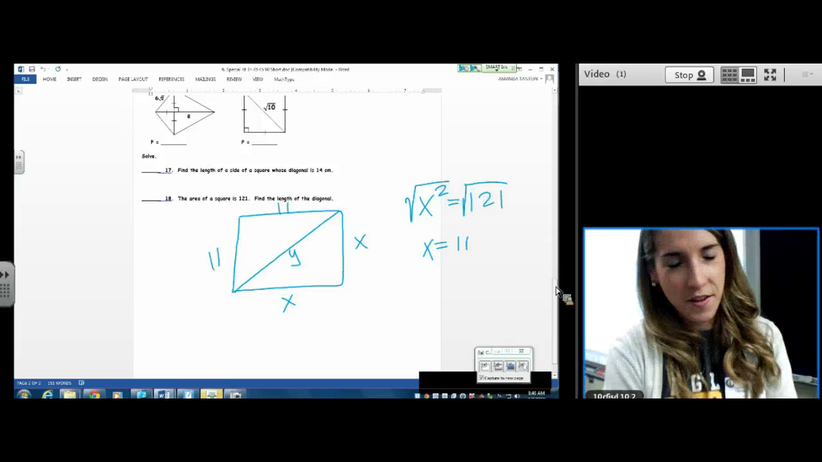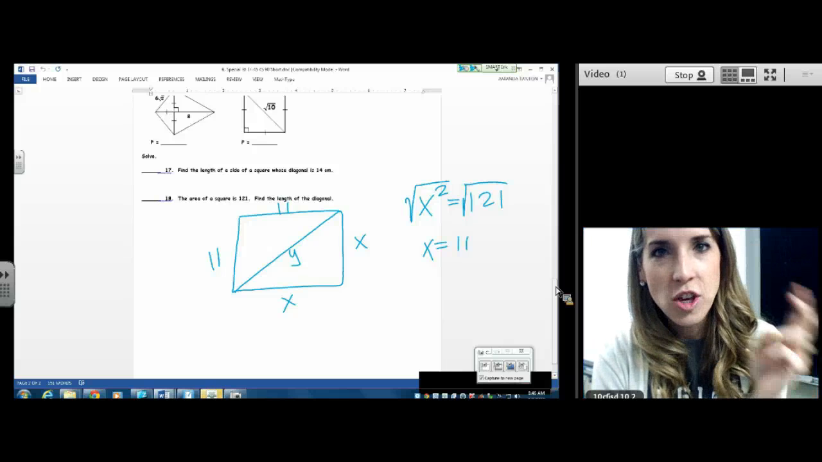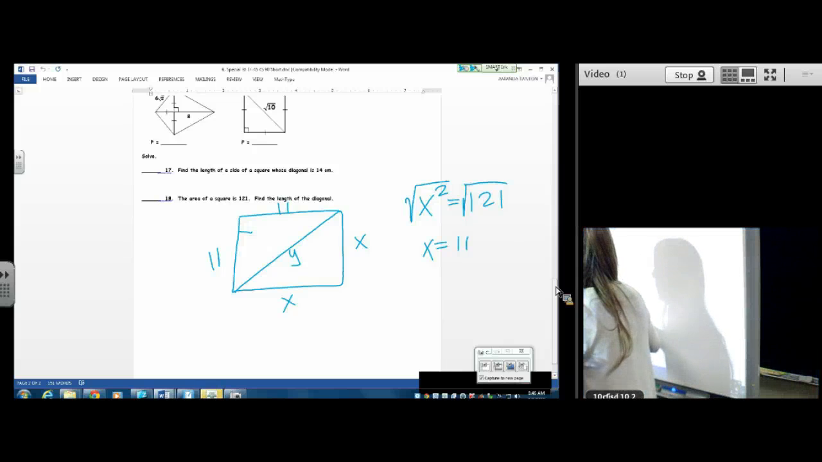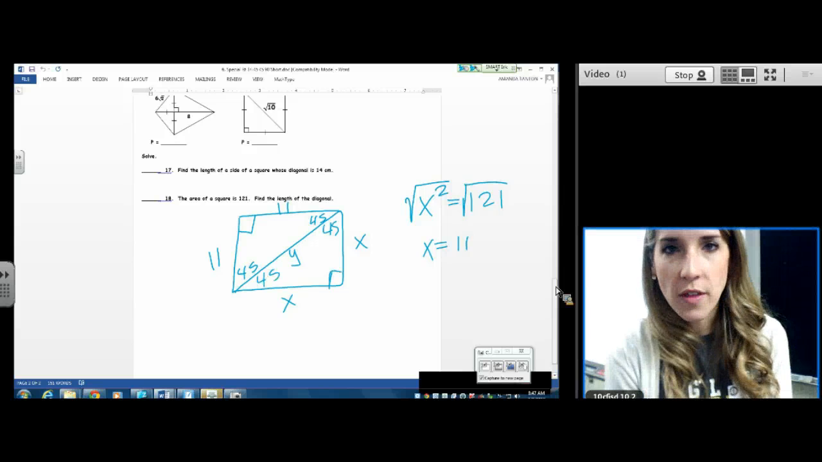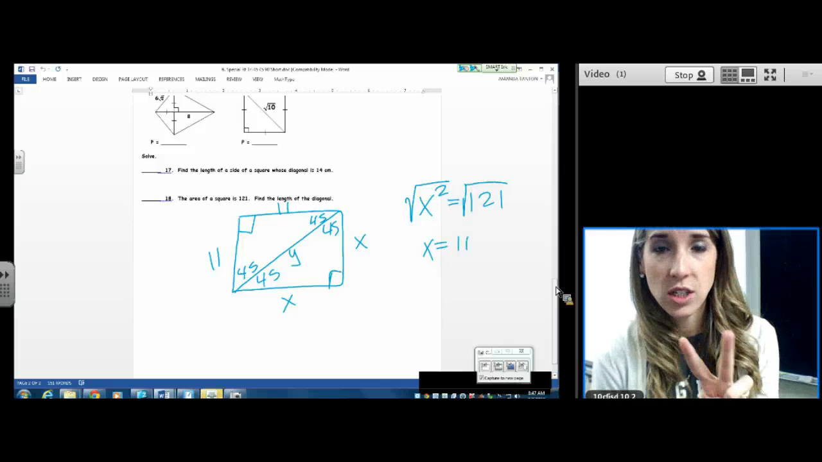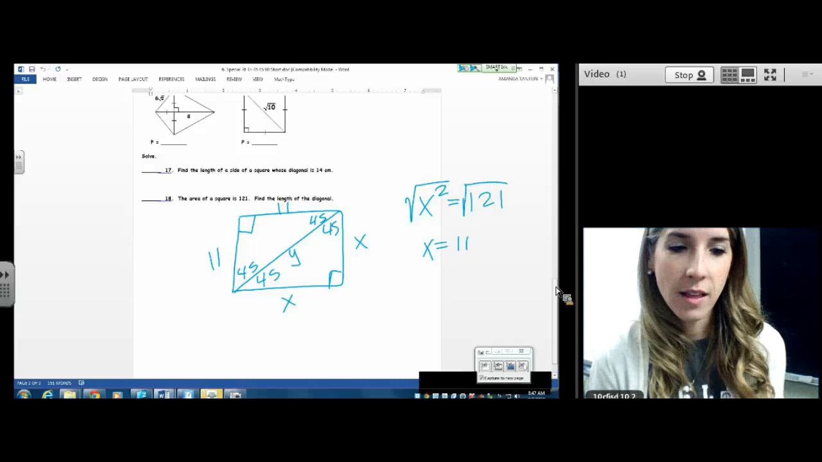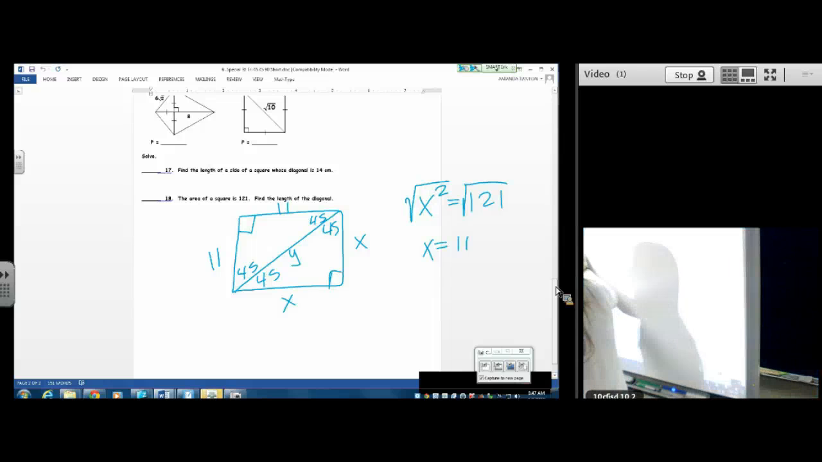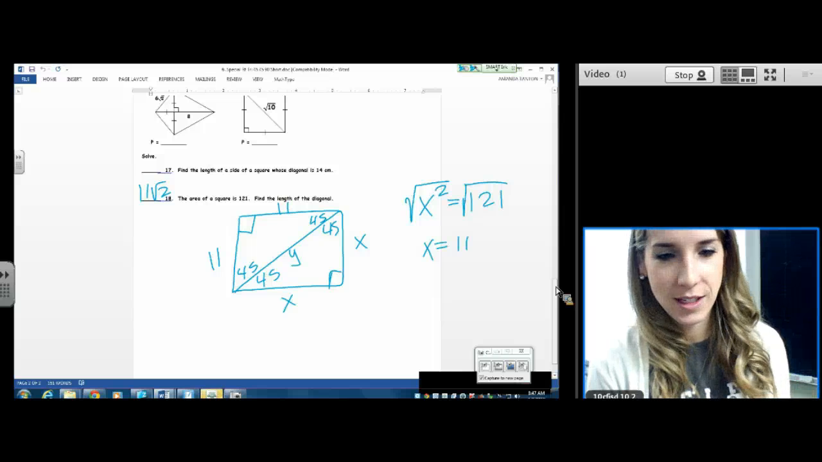Now, the great thing about a square is that when you draw the diagonal, you create two 45, 45, 90 triangles. That's not a coincidence. That happens every time. Every time you draw the diagonal of a square, you split it into two isosceles triangles. So what's the diagonal? 11, 11, 11 root 2. You don't have to do any math. Well, you're doing math. But you don't have to do any arithmetic or Pythagorean theorem because you use the pattern.